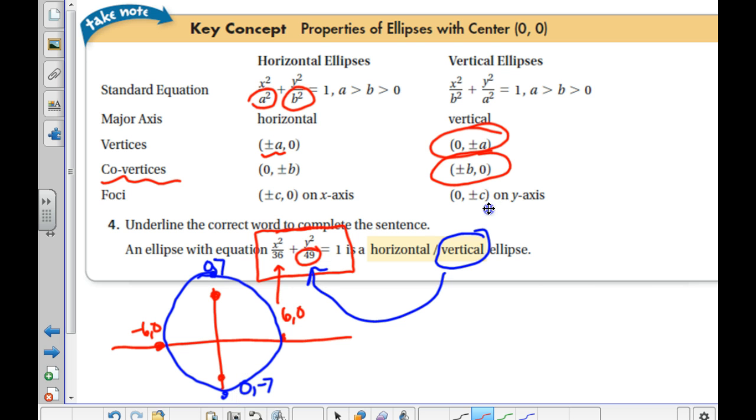To find the foci, I love this nice little chart here. Does it tell you how to find C? Nowhere on that slide does it tell us how to find C. Okay, if you'll take out your orange sheets, if you don't already have those out.